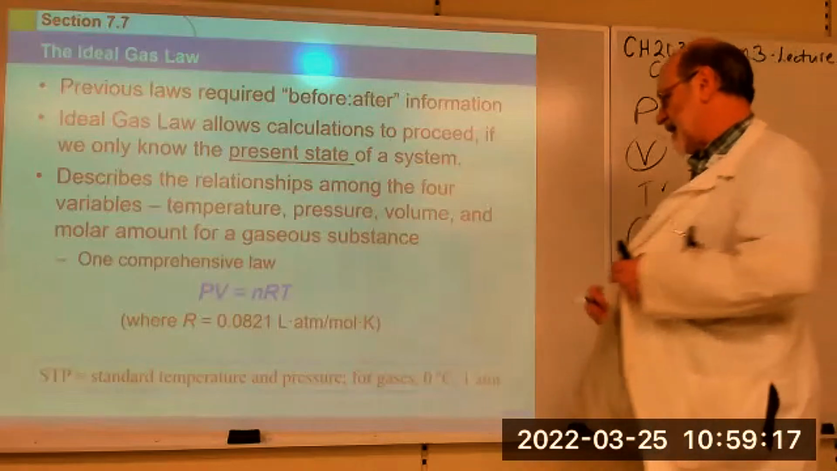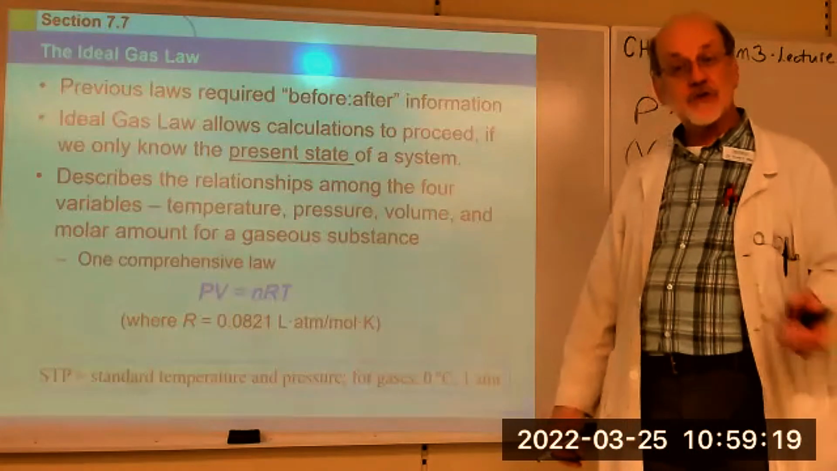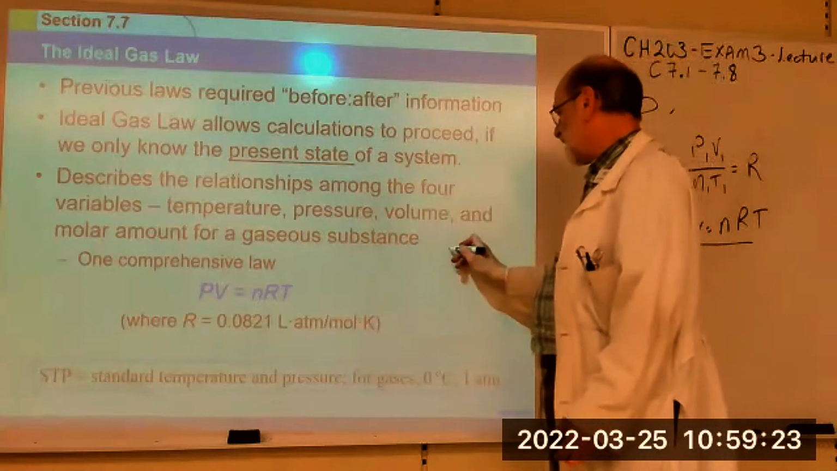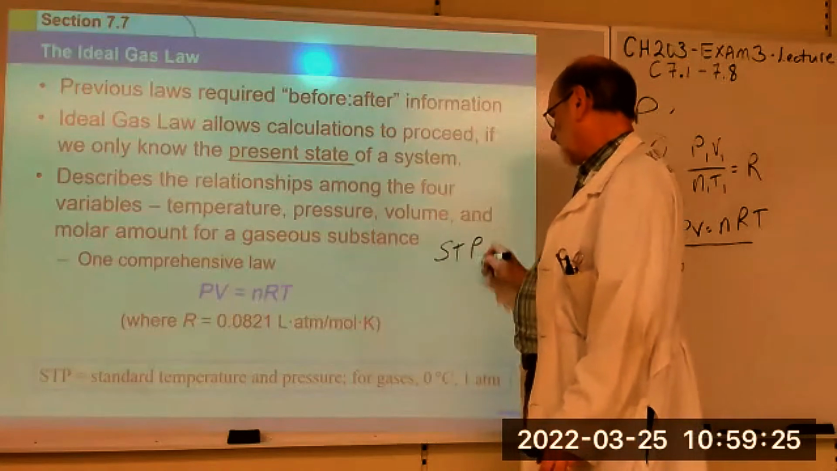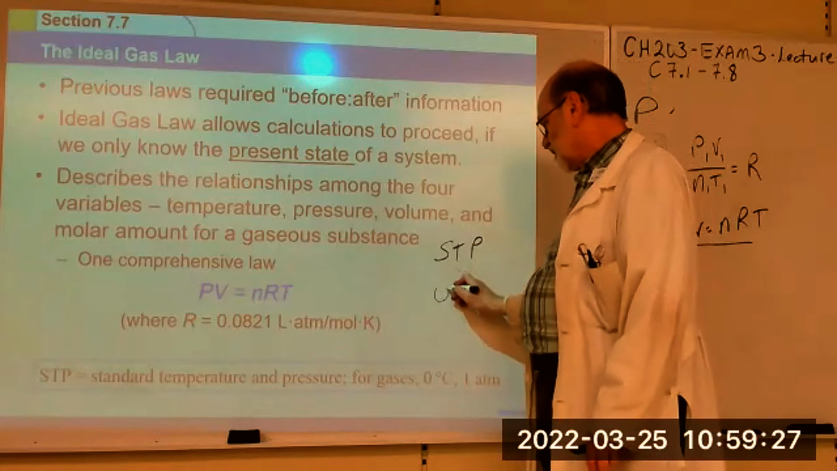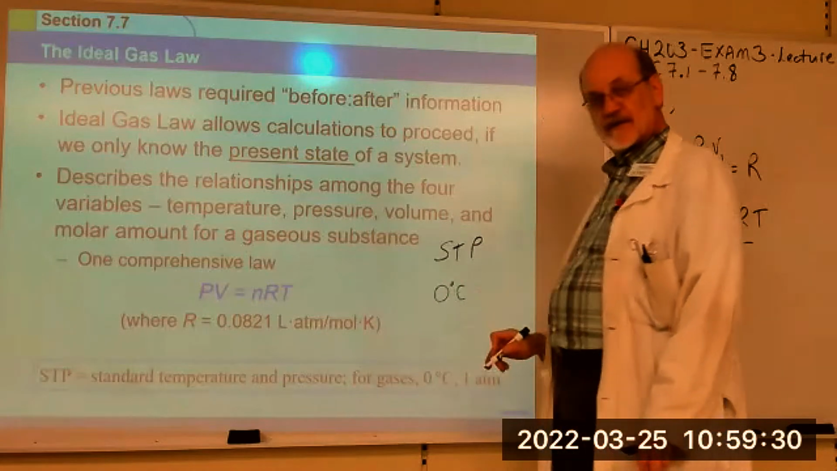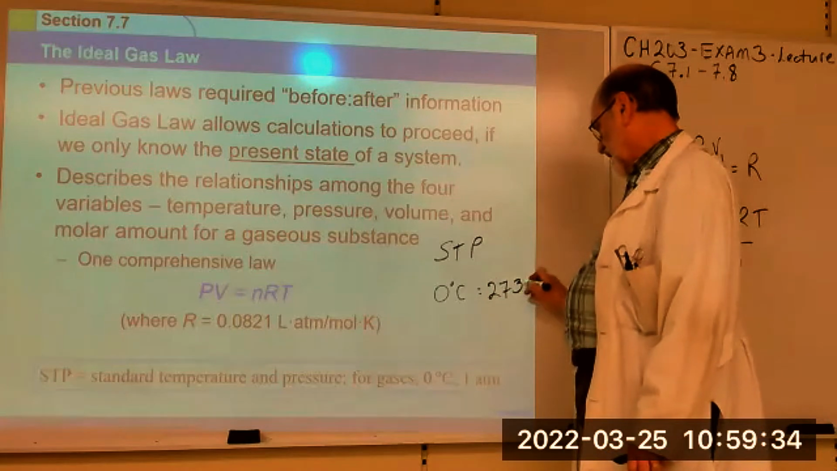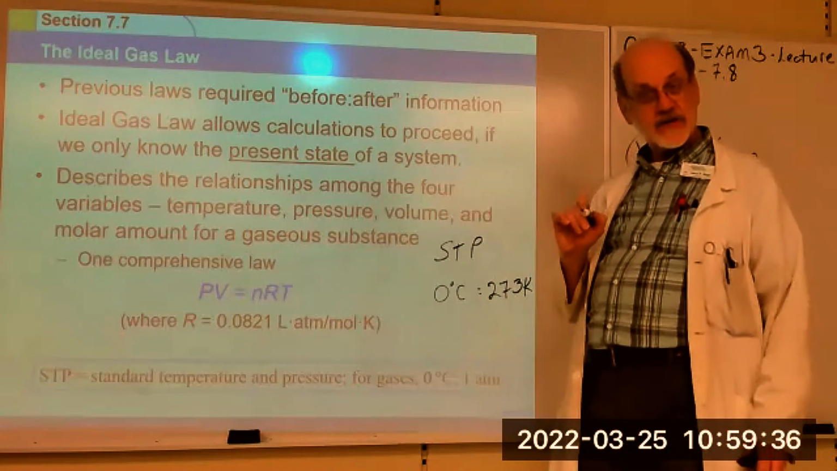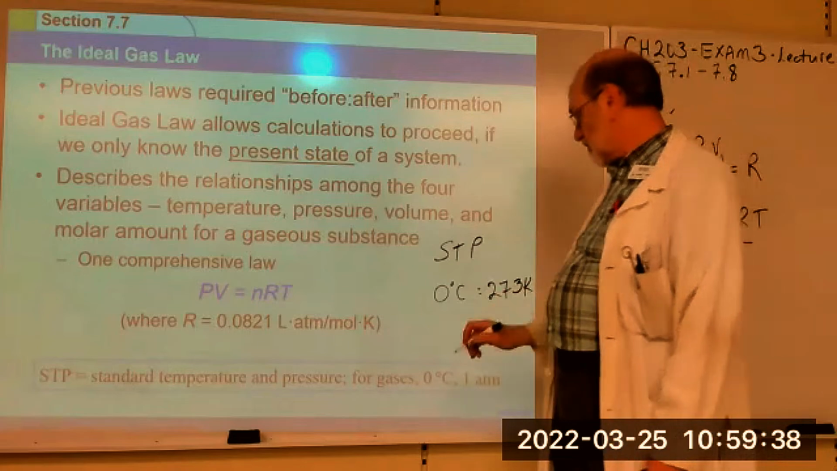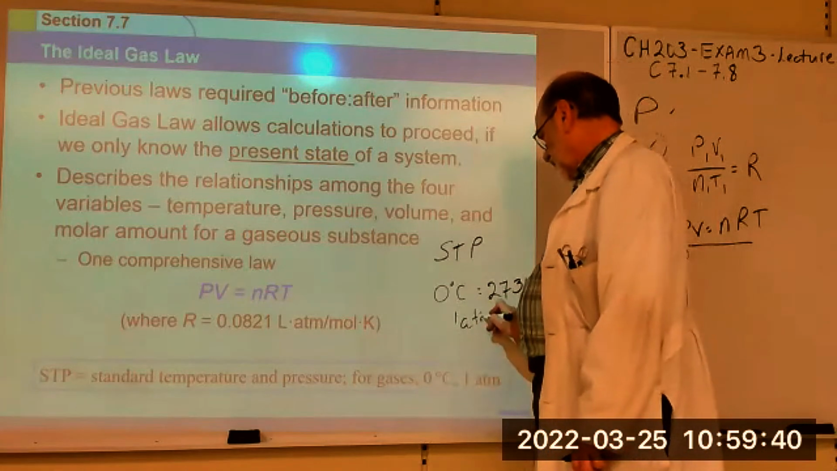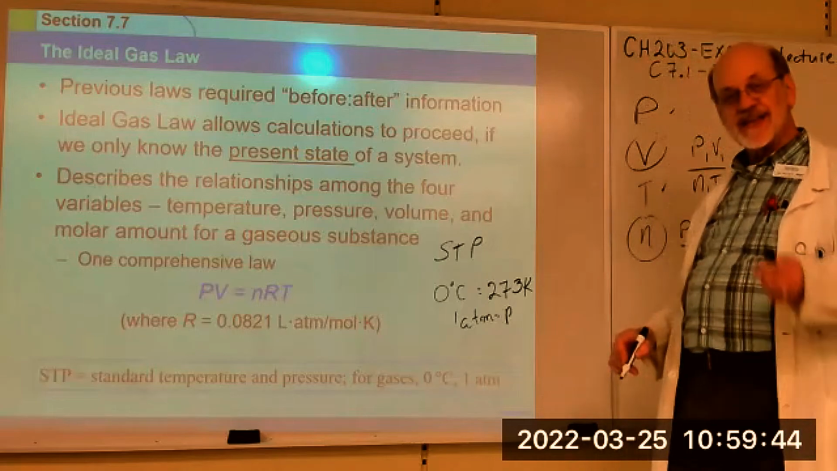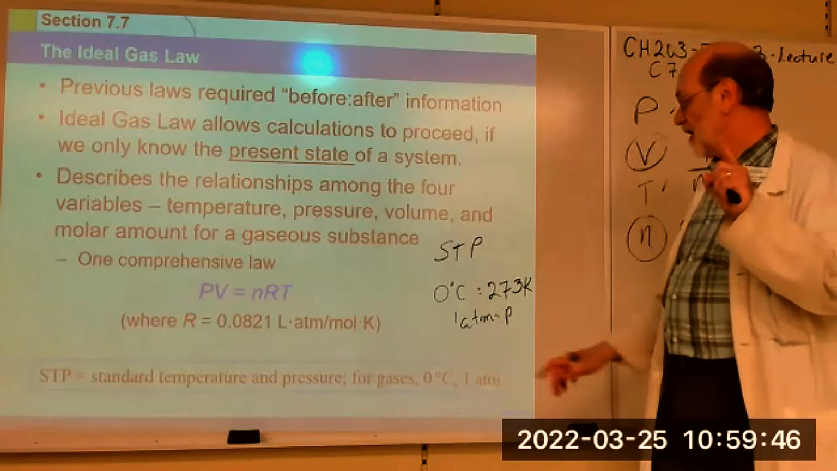Now, when we say standard temperature and pressure for a gas, what do we mean by STP for a gas? Standard temperature is 0 degrees Celsius, which would be 273 K. Standard pressure is 1 atmosphere. So when you see STP for a gas, that's what it means.